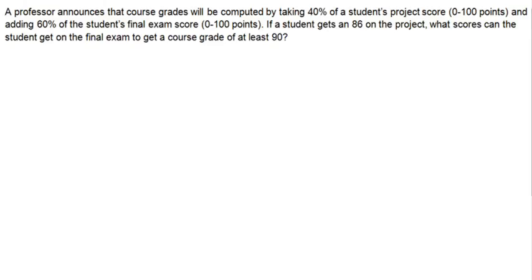Professor announces that course grades will be computed by taking 40% of a student's project score, which is between 0 and 100 points, and adding 60% of the student's final exam score, which would also be between 0 and 100 points. If a student gets an 86 on the project, what scores can the student get on the final exam to get a course grade of at least 90?